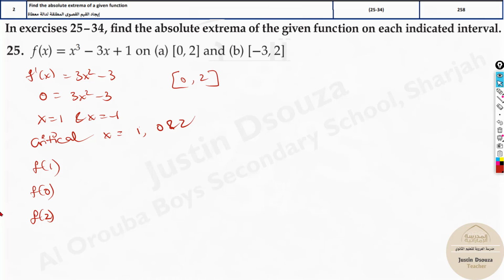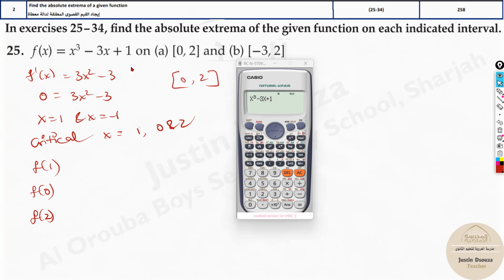Let's take our calculators and find the max and minimum points. All you need to do is type in this equation and then calculate all these values. Calculating at 1, you will get minus 1 as the value. At 0 we get 1, and lastly at 2 we get 3. So this was minus 1, 1 and 3. This is the absolute minimum, and over here we get the maximum.